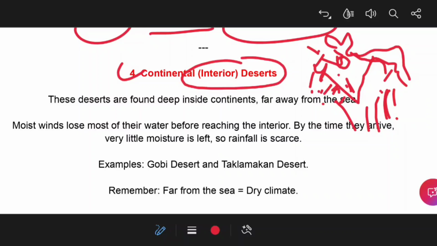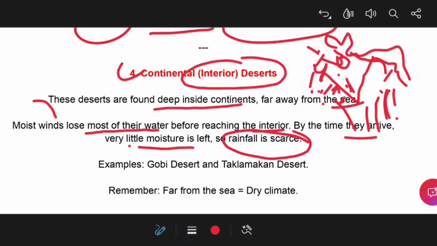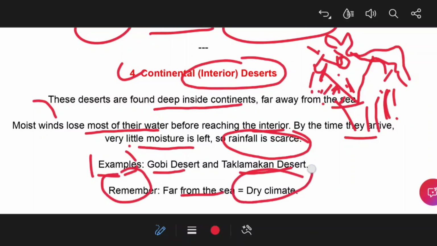So these deserts are formed deep inside the continent, far from the sea. What happens is that moist wind loses most of its water before reaching the interior, and by the time it arrives, very little moisture is left, and that's why that region will be scarce of rainfall. Now you can note here the example, that is Gobi Desert. Gobi Desert lies in Mongolia and China, these two countries, and Taklamakan Desert. Let me know in the comment section where these deserts are found. Now how will you remember? Remember, far from sea, and that's why they will have a dry type of climate, because air will not get sufficient moisture, and they will not be able to precipitate mostly, right?